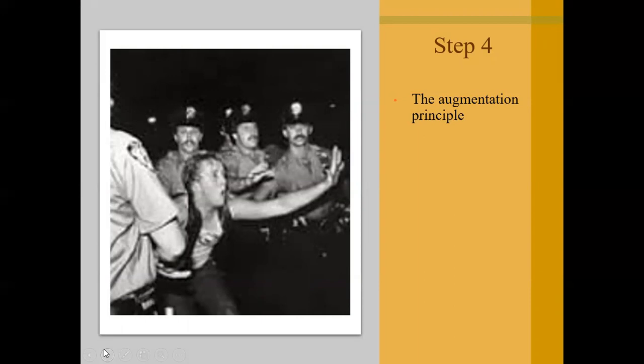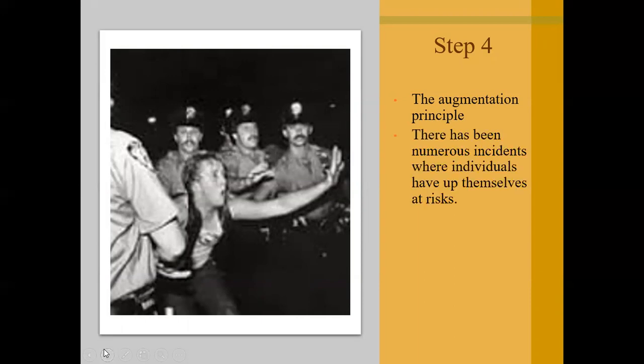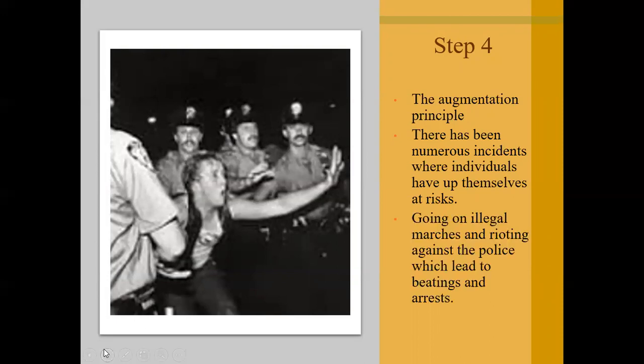And as you already know, the augmentation principle is about putting yourself at risk to show that you're serious about what you're standing for and what you're campaigning for or what change you're fighting for. Within the gay rights movement, there have been numerous incidents where individuals have put themselves at risk. Sometimes it's been illegal marches. Illegal marches are like drawing the attention. Come on, pay us some attention.